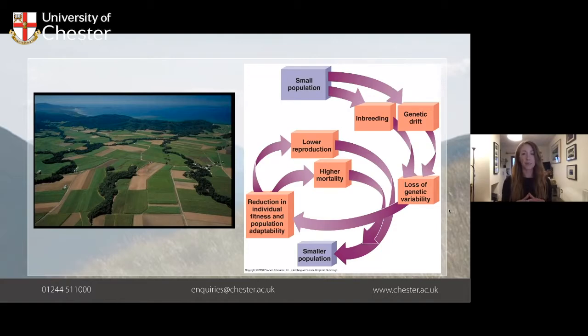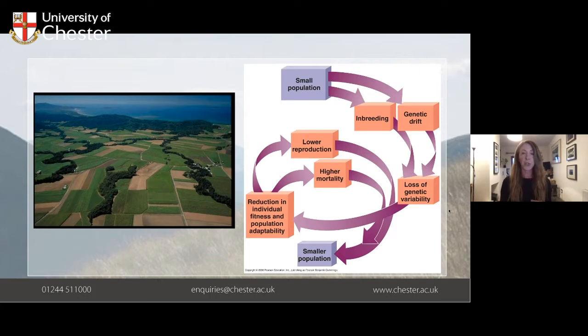Once we have a small population, it can then be difficult for individuals to find non-related individuals to breed with. They become inbred, and this can lead to loss of genetic diversity. Offspring become less fit, which means they produce less offspring. There's more deaths, higher mortality, and the population becomes even smaller. So this is called the extinction vortex. And once a population of wildlife becomes so small, it's very difficult for them to get out of this extinction vortex without some sort of conservation intervention.